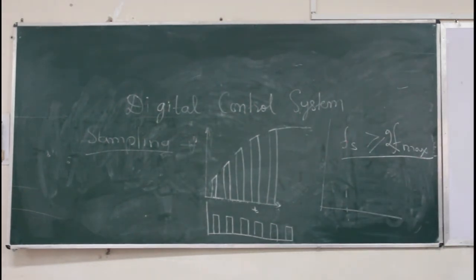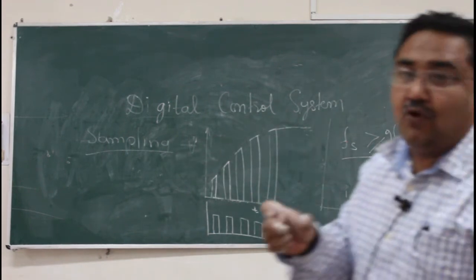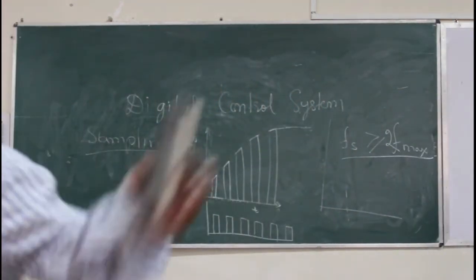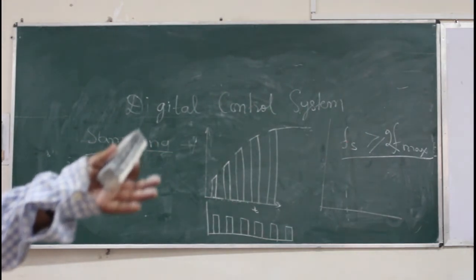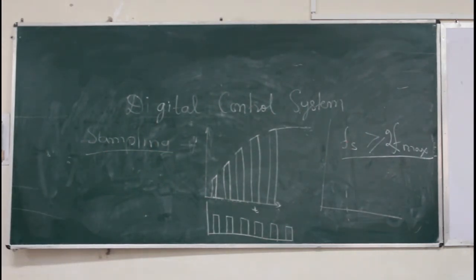It means, for example, if the maximum frequency component is 2 megahertz, then what should be the minimum sampling frequency? 2 into 2 megahertz, that is 4 megahertz. The minimum frequency of the sampling should be 4 megahertz. It can be greater, to have better results and recover the signal in full form, because there will always be some error in recovering the signal.